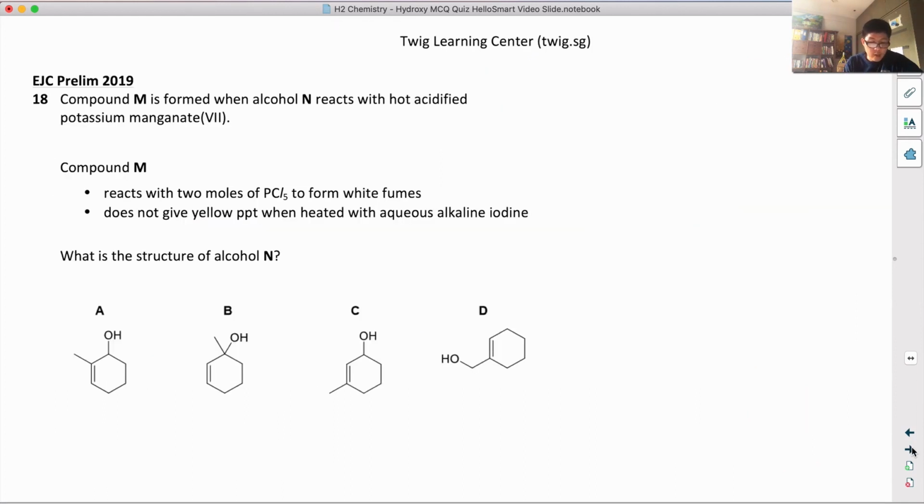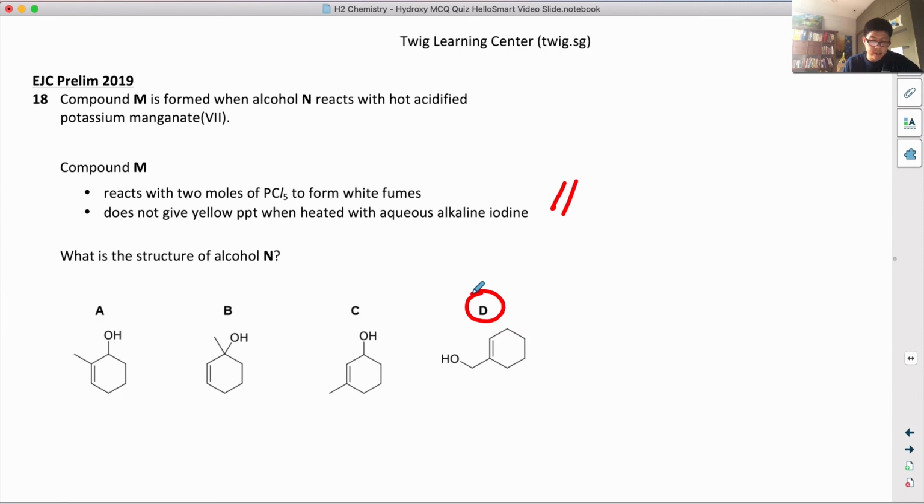It reacts with compound M. Compound M is formed when alcohol N reacts with hot acidified potassium manganate. They gave you these answers, and I'm going to go straight to the answer. For this one, I believe the answer is D.